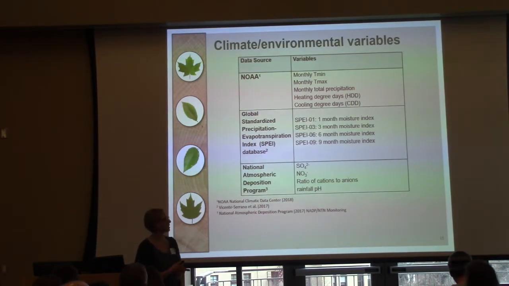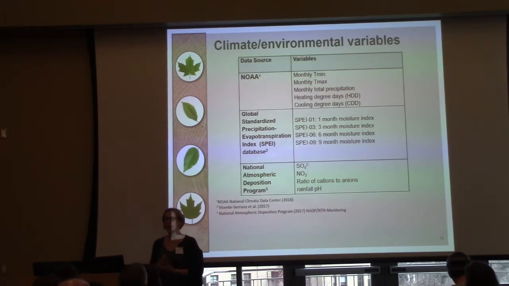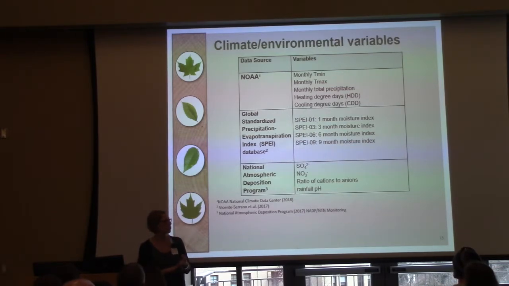We looked at a suite of climate variables and some other variables as well to correlate with our growth data. So using NOAA data, we looked at monthly minimum and maximum temperatures as well as total precipitation, and then two indices of heat: heating degree days, which is actually a measure of cold, and cooling degree days, which is a measure of heat. So just think of the opposite in your mind.